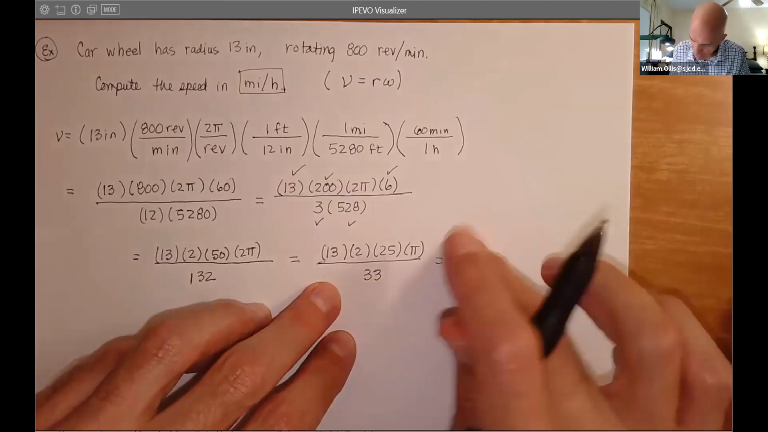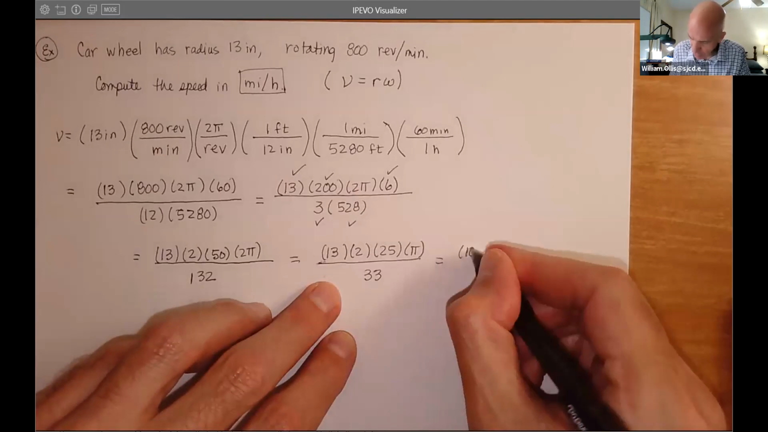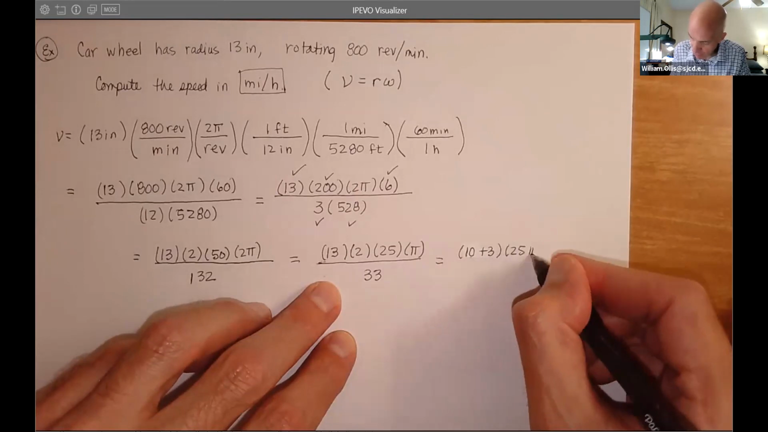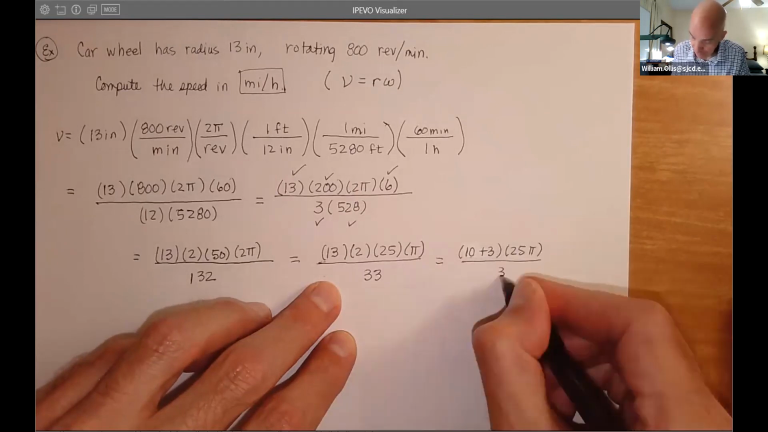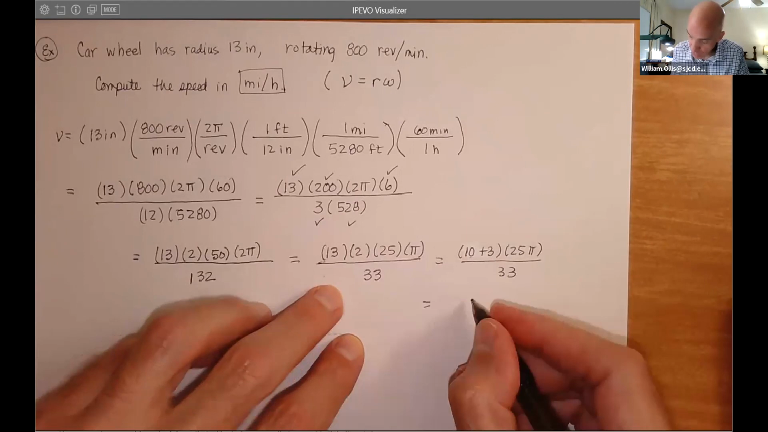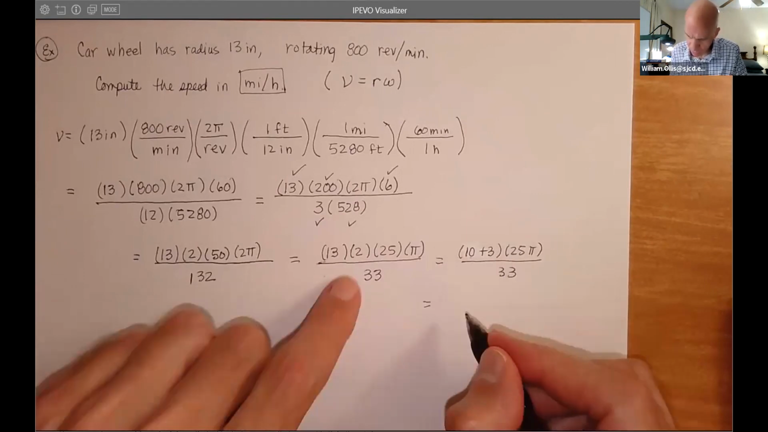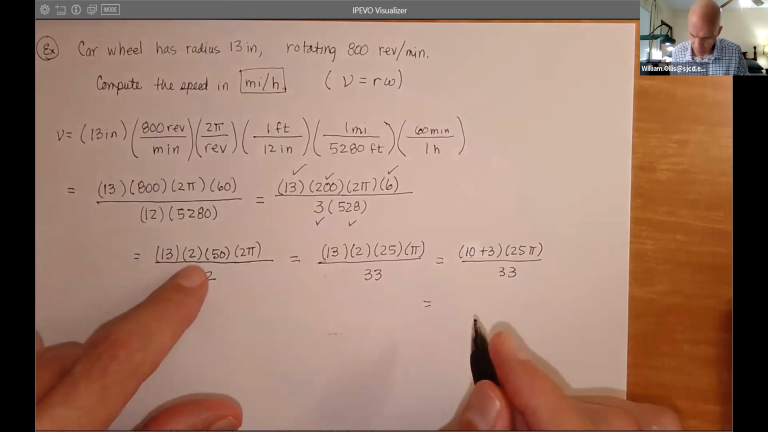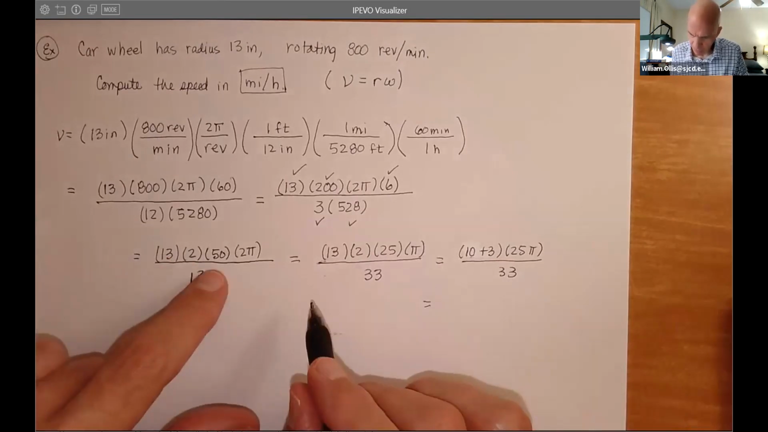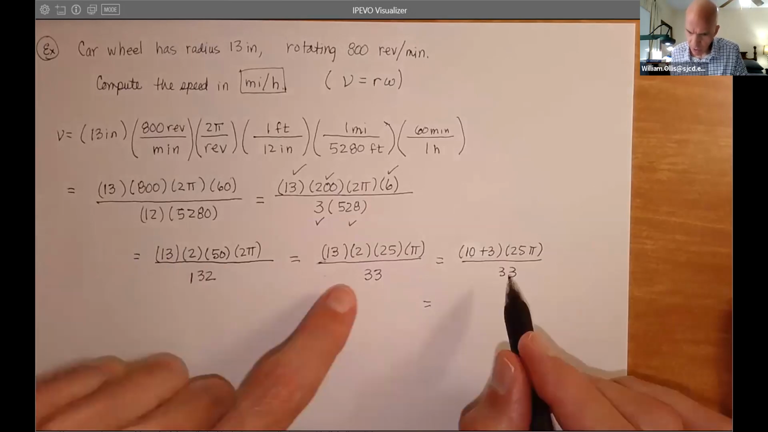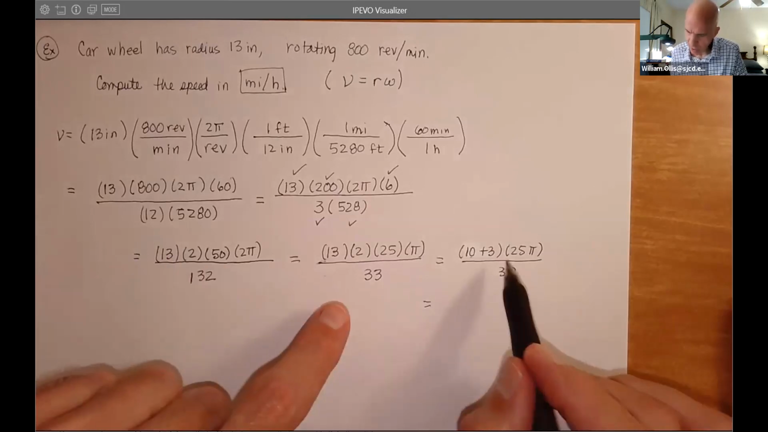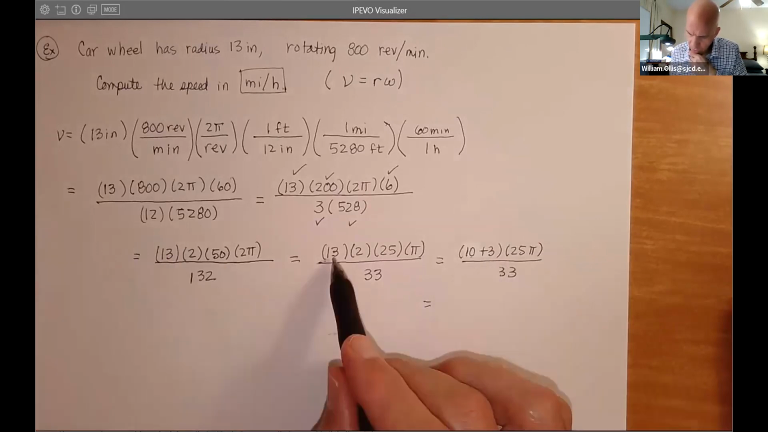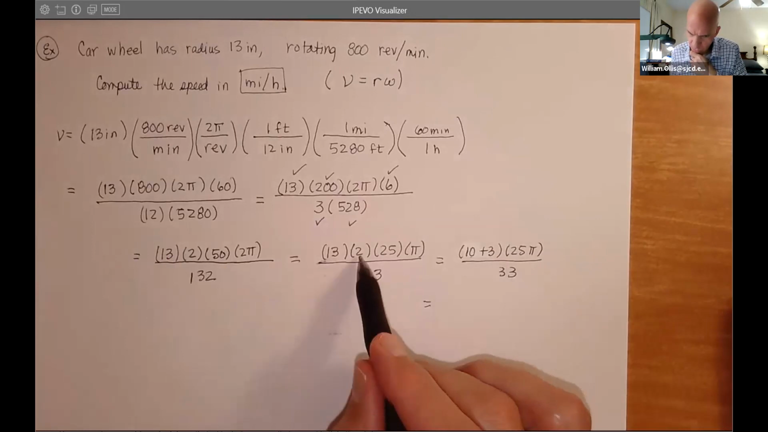So we have 10 plus 3 times 25 pi over 33. So that's going to be 2, let's see here, 2, 13. Let's see, did I drop, I've got my 5 here, 25. So let's check here. So that's going to be a 13. And I've got, let's see here, 13. That looks good. We got a 2.